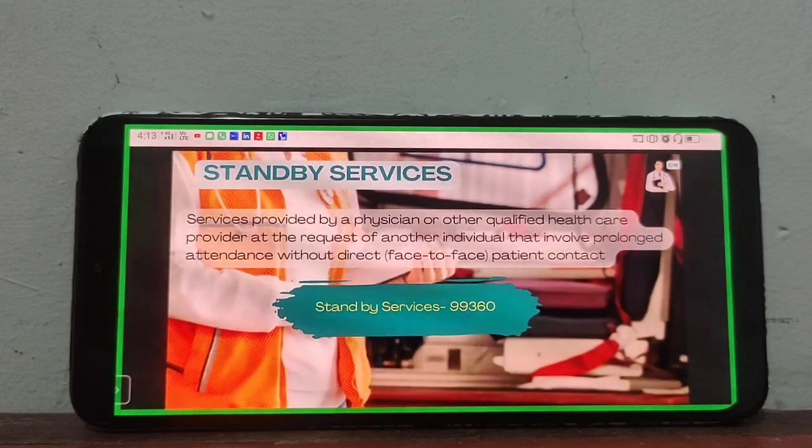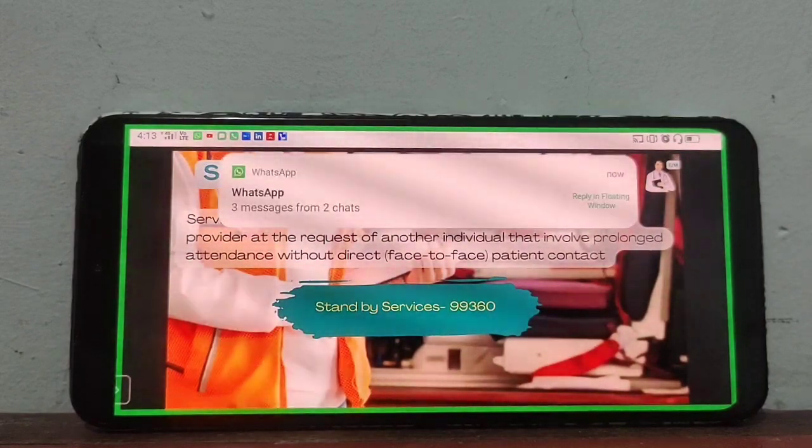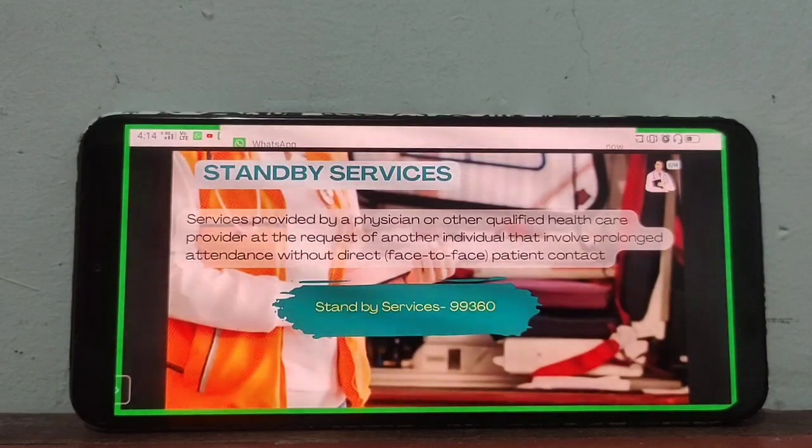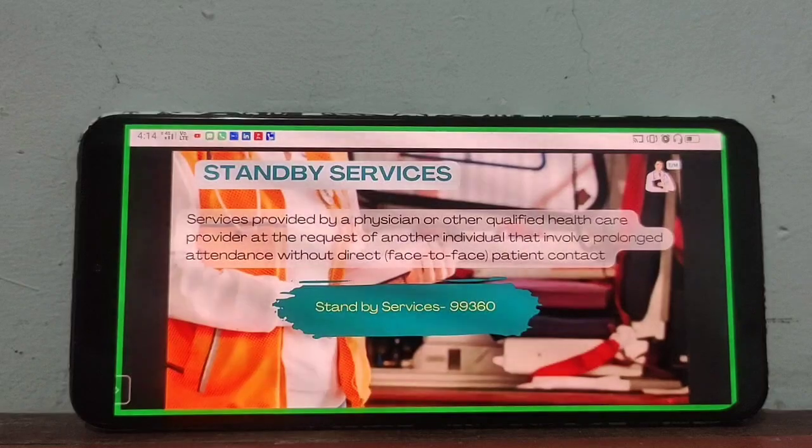So the surgeon will report their extra work by using modifier 22. What about me? I am also spending the extra time. Am I right? If the surgery time is extended, it means the anesthesiologist's service is also extended. Am I right? Yes, ma'am.